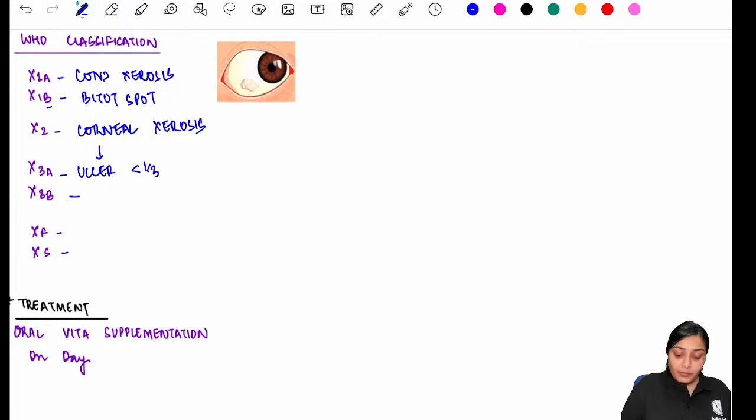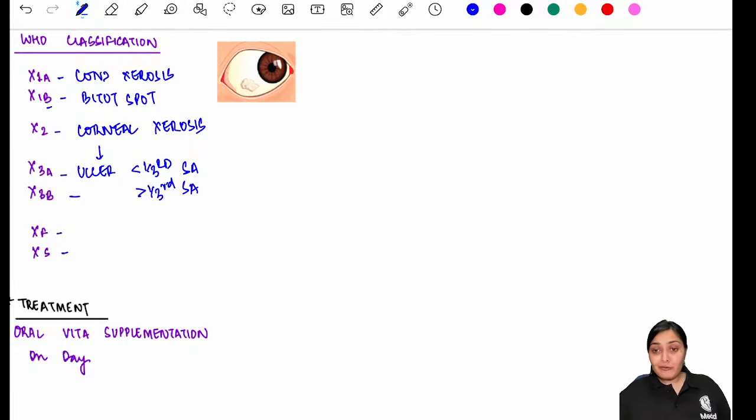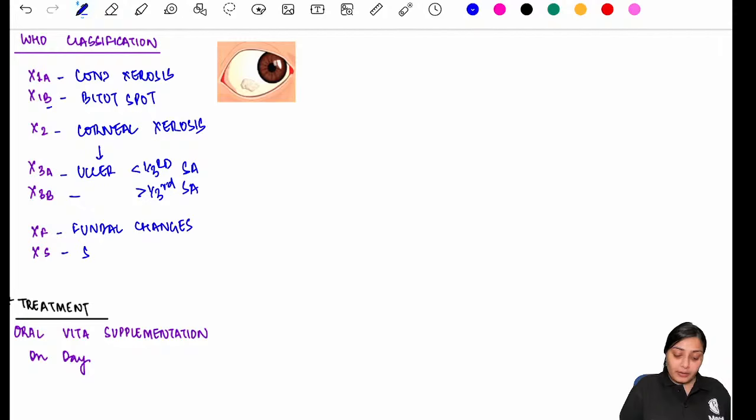covering less than 1/3 of the surface area of the cornea. And after that, more than 1/3 of the surface area of the cornea. XF, F stands for fundal changes. So here you see fundal changes. And S is for scarring. You see scarring over here. So this is the WHO classification.